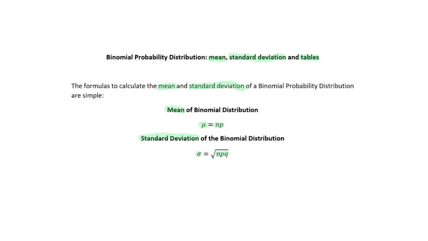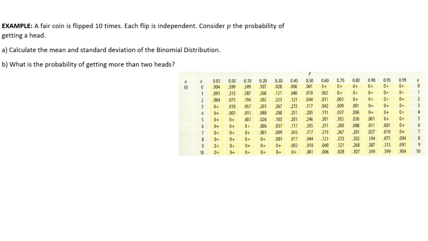All right, now let's apply what we've learned to an example. A fair coin is flipped 10 times. Each flip is independent. Consider P the probability of getting a head. Calculate the mean and standard deviation of the binomial distribution.